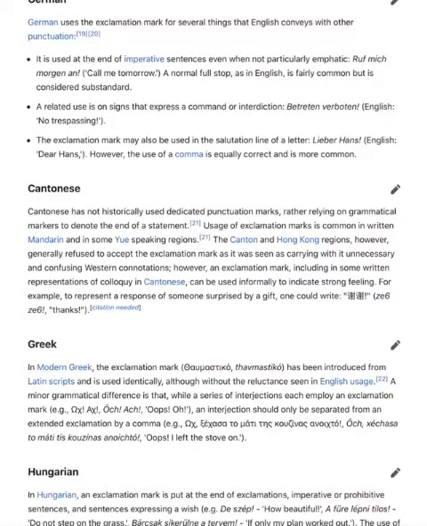Betreten verboten. No trespassing. The exclamation mark may also be used in the salutation line of a letter. Lieber Heinz, dear Heinz, or Lieber Hans. However, the use of a comma is equally correct and is more common.